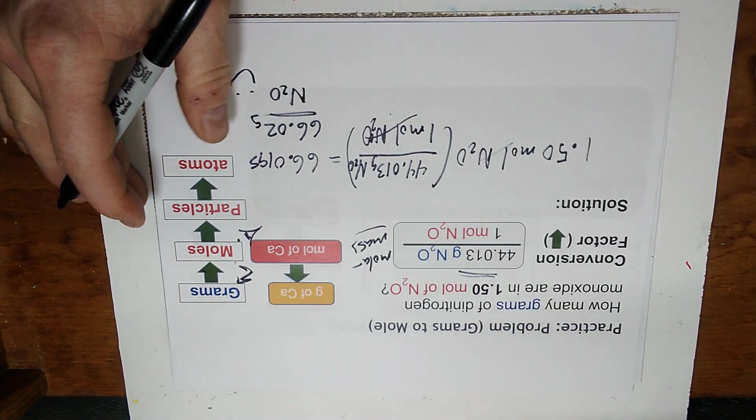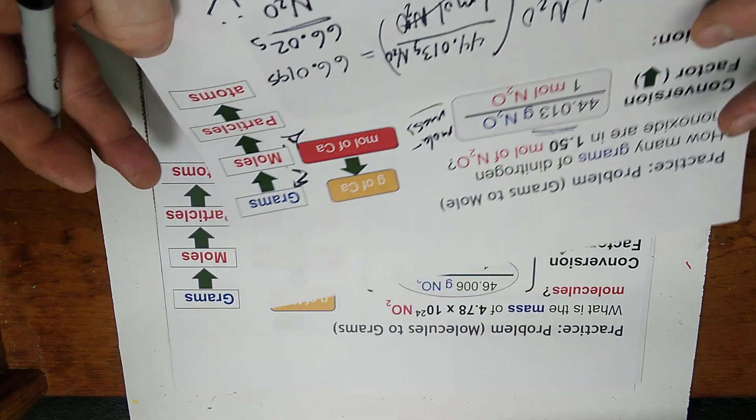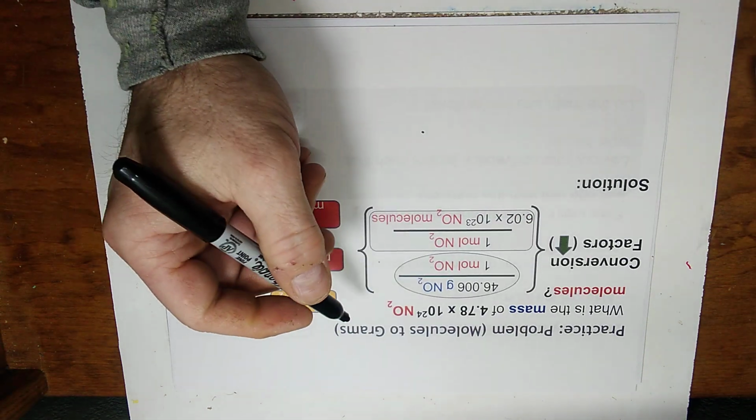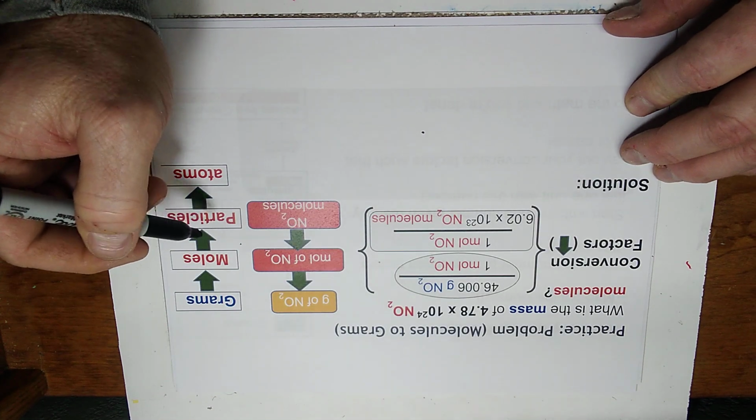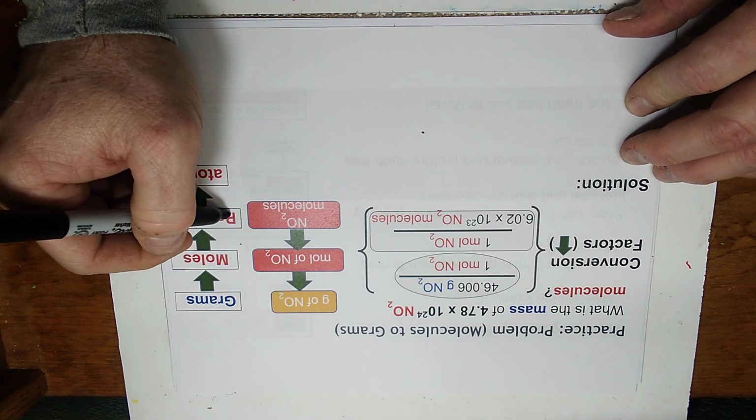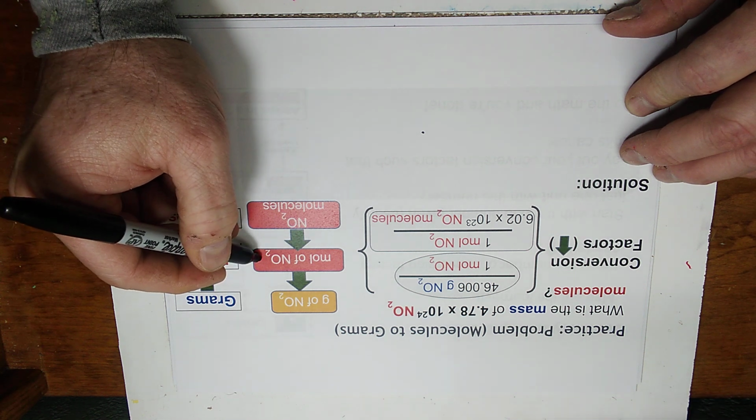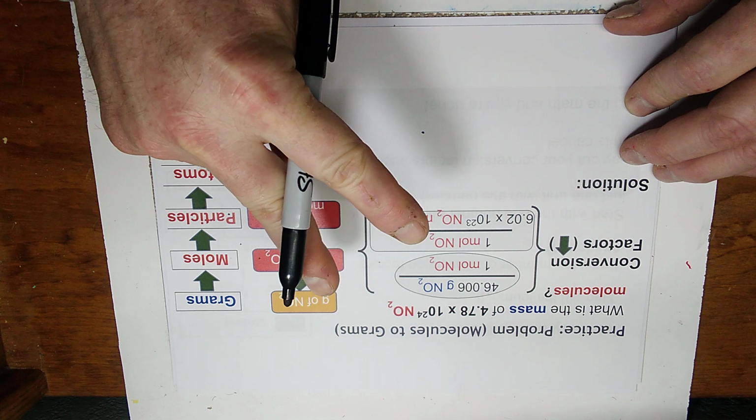We have some more that we can look at in class, and we will. We'll look at going from molecules to grams. So going a little bit farther, going from molecules to moles to grams. That's going to be 2 conversions.